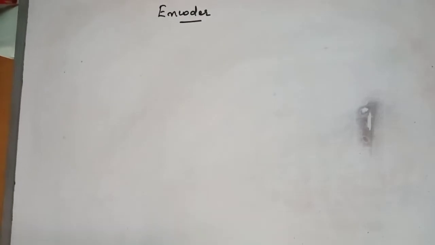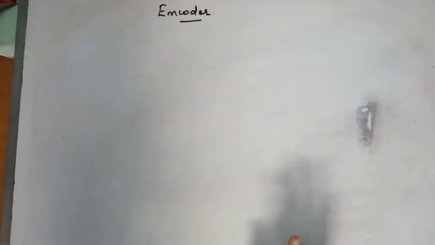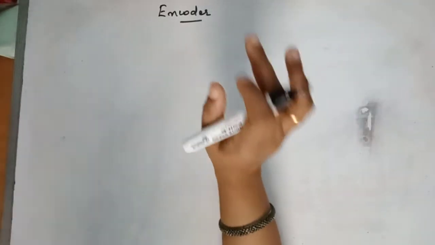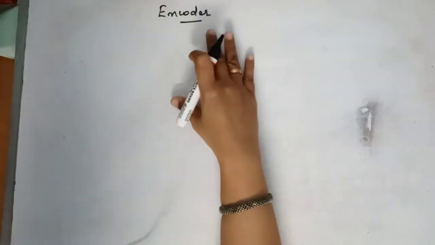Next is an encoder. So encoder is also a combination circuit, just like in the case of adders or multiplexers or demultiplexers. Encoder is also a combination circuit. That is, you give a set of inputs, and you'll get the outputs related to the inputs you have given. Okay, so what is an encoder and where do we use an encoder?